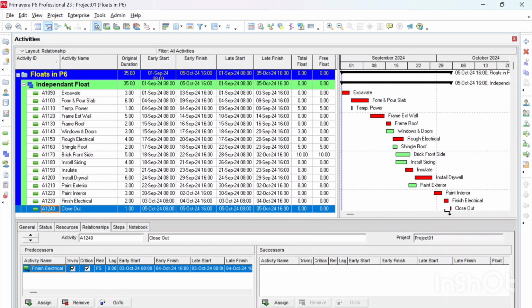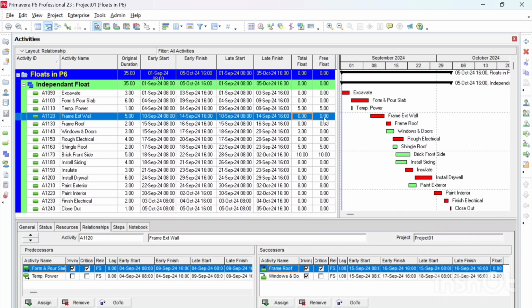So total float, as you all might know, it's the amount of time an activity can be delayed without delaying the project completion date. Once the total float equals 0, that means the activity is critical. Any delay on it will delay the project completion date. So here, once it's 0, it's critical. That's very obvious. Let's talk about the next one, which is the free float.